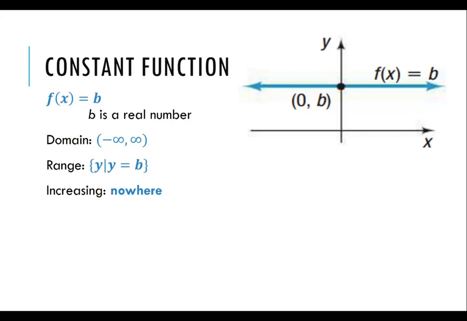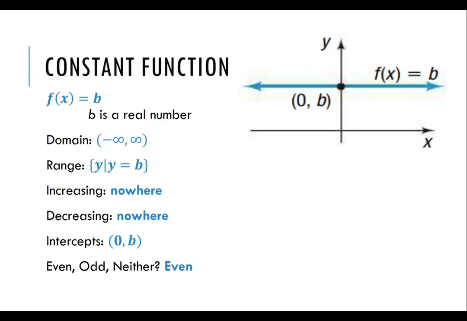Then we want to know where is this function increasing, and it increases nowhere. Where is this function decreasing? Nowhere. And then it's constant everywhere. Where its intercepts are going to be 0, b unless it ends up being f of x is equal to 0, in which case the intercepts are actually the entire x-axis. Is this function even, odd, or neither? Notice that it does have y-axis symmetry, and since it's a function, that means that it's an even function.